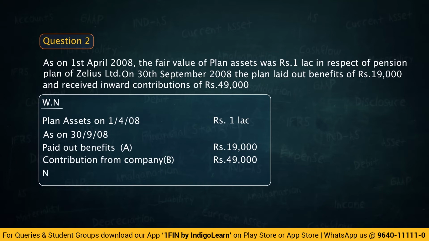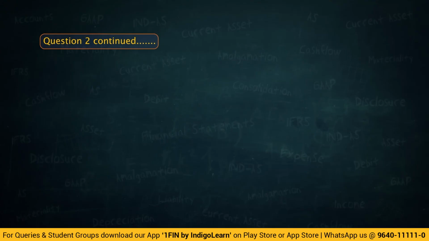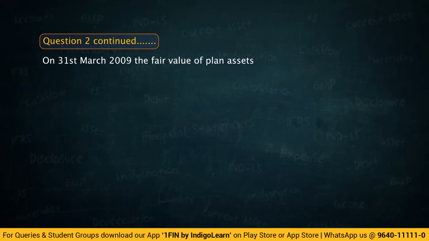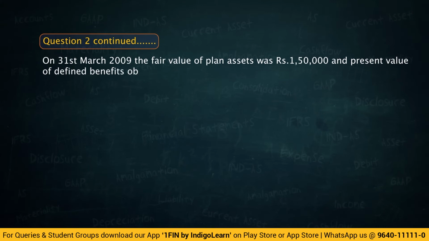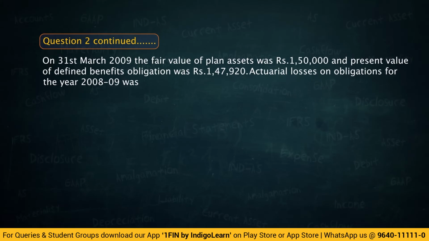So what is the net? Net 30,000 is the extra cash the company has for investment, and this extra 30,000 is going to be invested only for 6 months, not for the full year. Okay, be clear about that. Then next point. On 31st March 2009, the fair value of plan assets was 1,50,000 and present value of defined benefit obligation was 1,47,920. Actuarial losses on the obligations for the year 2008-9 were rupees 600.